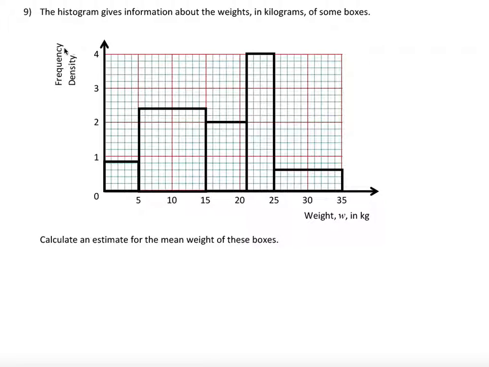On the last question, we've also got a histogram, no table given with this one, and we have to calculate an estimate for the mean weight of these boxes. Okay, now this one's a bit more tricky. We're going to have to draw in our table first, so if we start with that. Okay, it's going to be quite a large table.